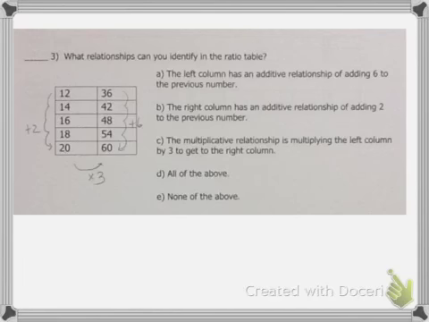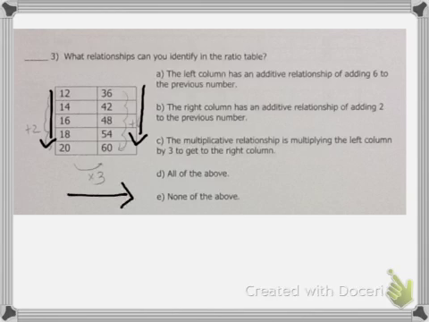Number 3. What relationships can you identify in the ratio table? You've already noticed on the left I'm adding by 2. That's our additive relationship on the left-hand side. On the right-hand side, we're increasing and adding by 6 each time we move down a row. And moving from the left to the right, we're multiplying by 3.